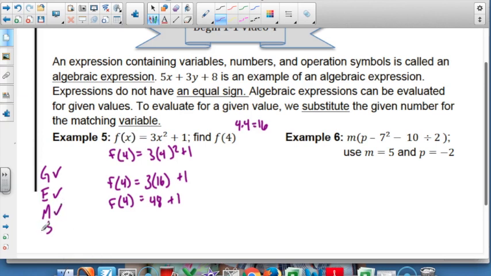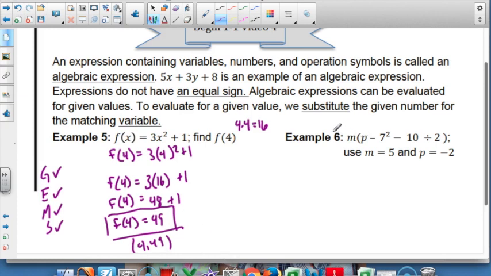Now I'm done with my multiplication and division. The only thing left is addition and subtraction, so f of 4 equals 49. That means when I have an x value of 4, my output, or my y value, is 49. So I can mark that off, and there's my answer. Also remember, if you wanted to write this as an ordered pair, it would be (4, 49) as an ordered pair.